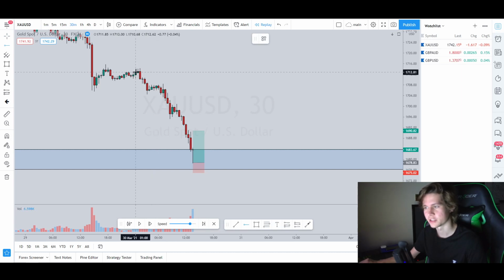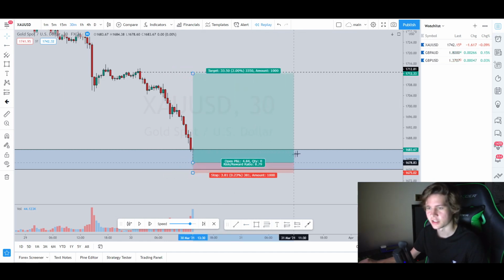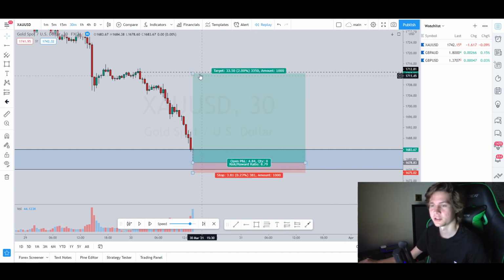So yeah, just this 712.8 area. Mark that up and make that our initial target. And now just sort of seeing how it plays out really.